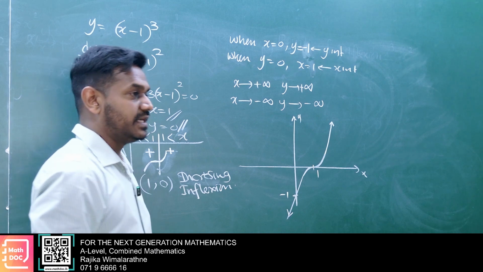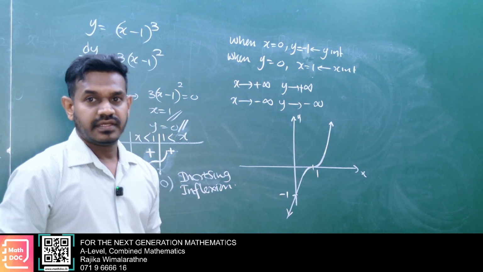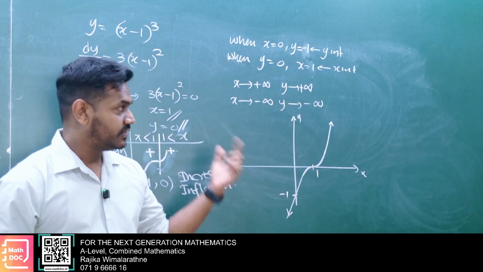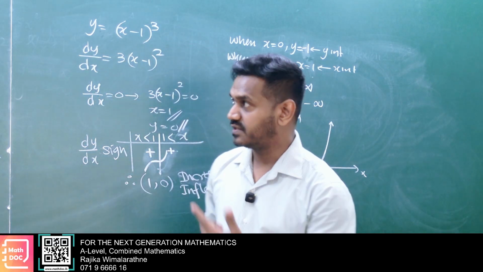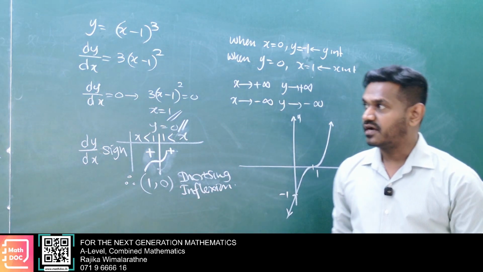First you identify the critical points by differentiation, then by the sign you check whether it is positive or negative, whether it is a maximum or minimum, and thereafter sketch.